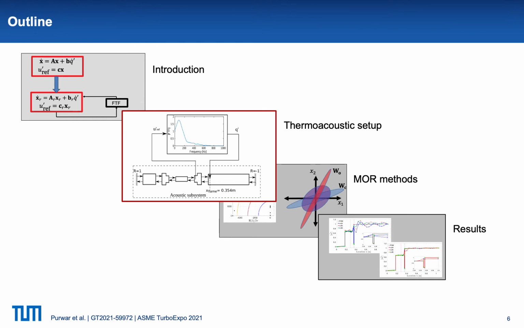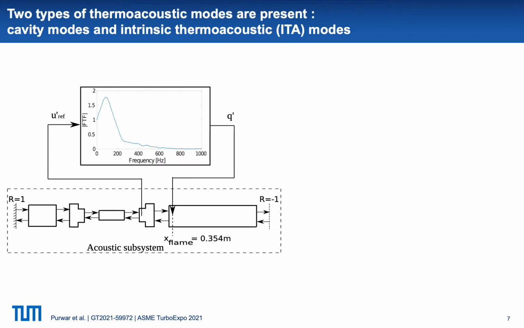Now we will discuss the thermoacoustic setup considered in this study in more detail. In this study, we have used the thermoacoustic setup of a longitudinal combustor. The acoustic subsystem of this thermoacoustic setup is built with the network modeling tool TAX from TU Munich. Here we can see that the output of this acoustic subsystem is acoustic velocity fluctuation at a reference location, denoted as u'_ref, and the input is heat release fluctuation Q'. This acoustic subsystem is coupled with the flame transfer function through these input and output.